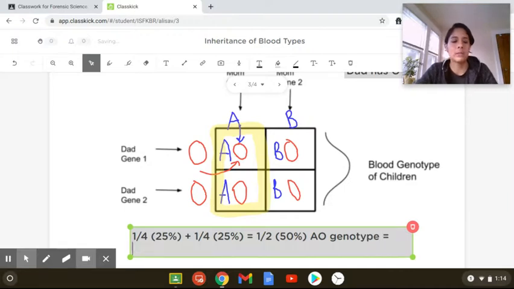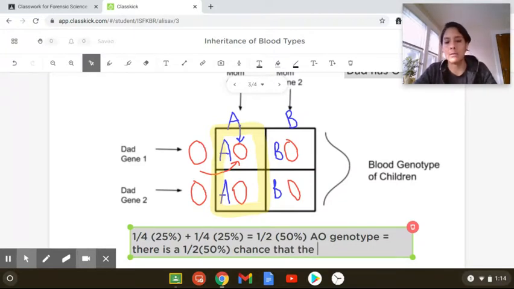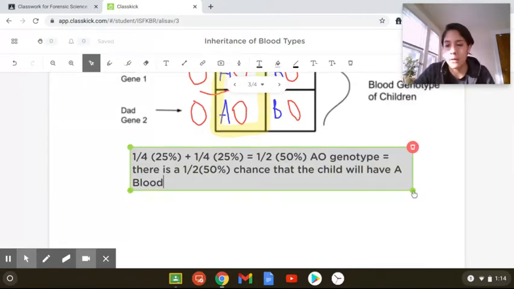And what that means is there is a 1/2 or 50% chance that the child will have, so it has an A, that's a dominant trait. So we have A blood because it's going to produce A proteins on the outside of its red blood cell.